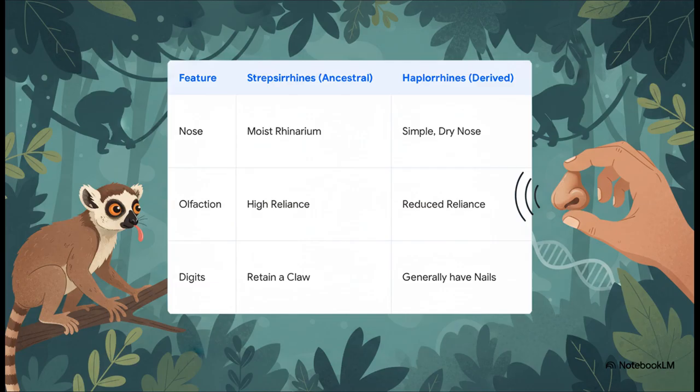But then, on the other side, you've got the haplorhines, and that's us. We're what's called derived, which is just a fancy way of saying we evolved a totally different set of tools. We have a simple, dry nose, we don't rely on smell nearly as much, and we have nails on all of our digits instead of claws.